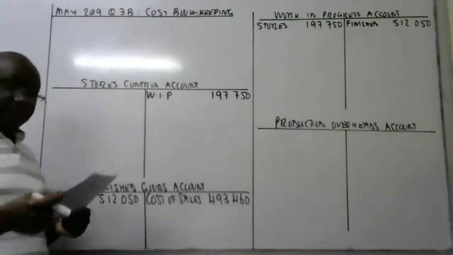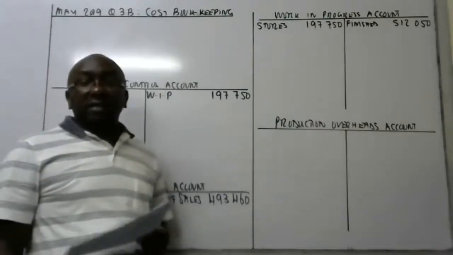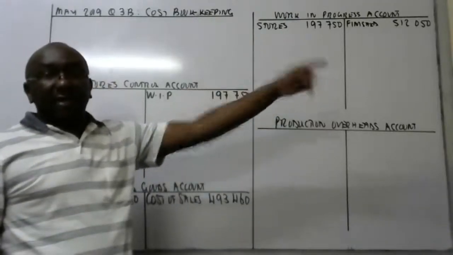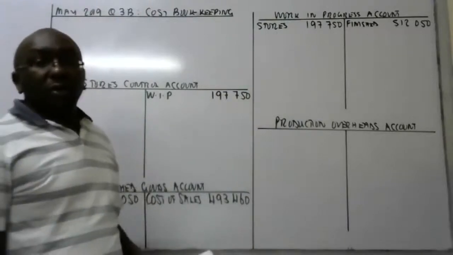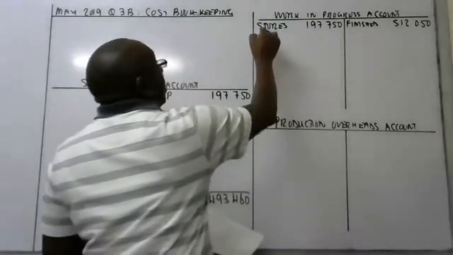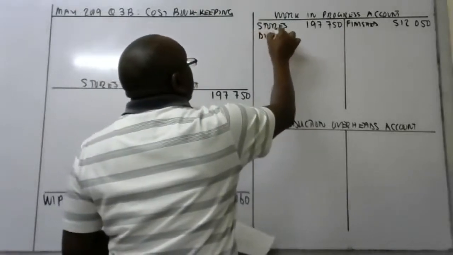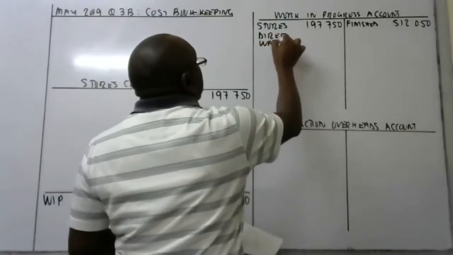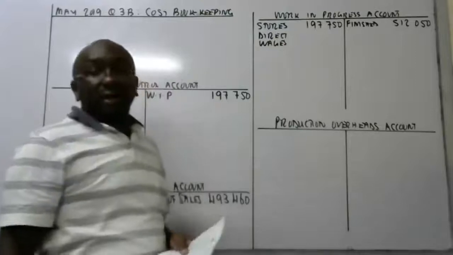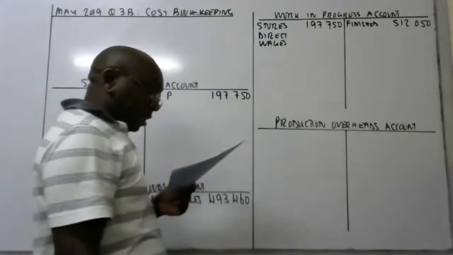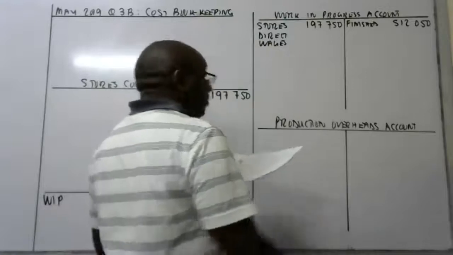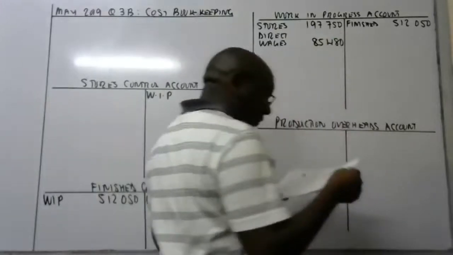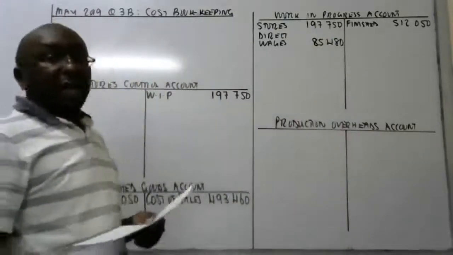Direct wages. When we have direct wages, we debit work in progress account and credit wages account. So because we do not have the wages account, we will just do a debit here because of direct wages. Actually, we should have just called it wages, but it's still okay. Because of the wages, 85,480.